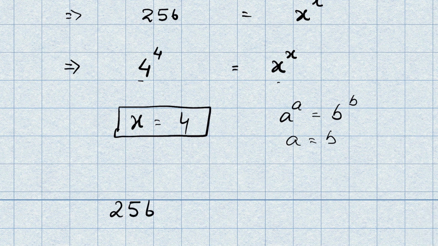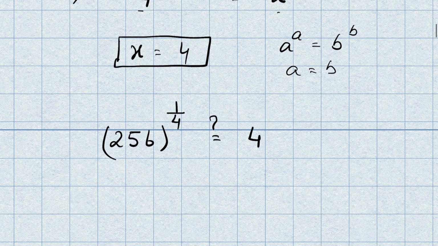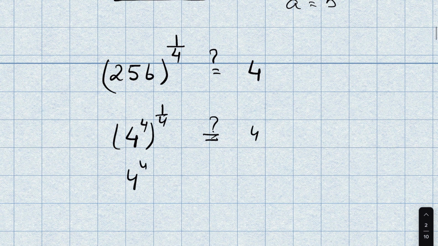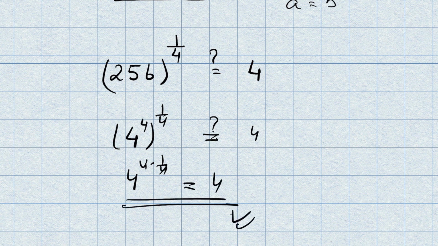256 raised to the power of 1 upon x, with x as 4, is 256 raised to the power 1 upon 4. You have to check whether LHS is equal to RHS. 256 we can write as 4 raised to the power 4, then the whole raised to the power 1 upon 4. Now this is 4 raised to the power 4 times 1 upon 4. 4 and 4 get cancelled. LHS is equal to RHS. Answer is verified.